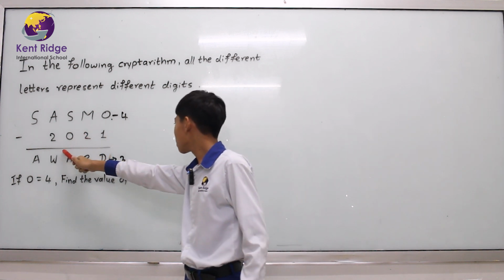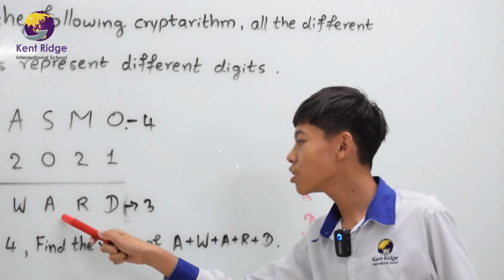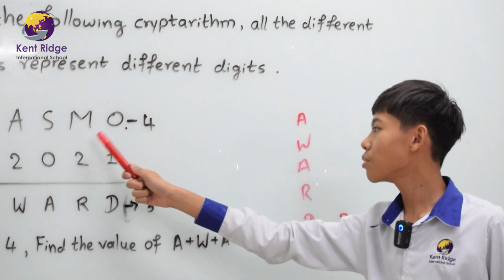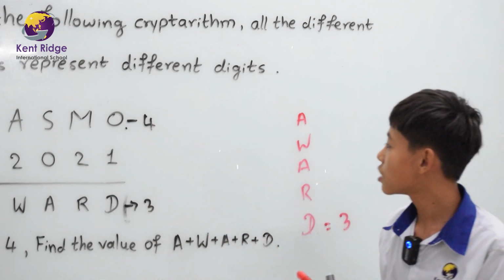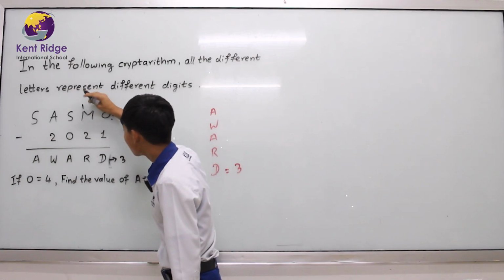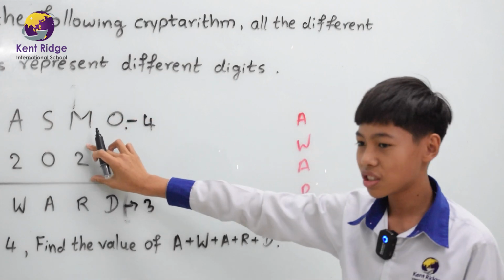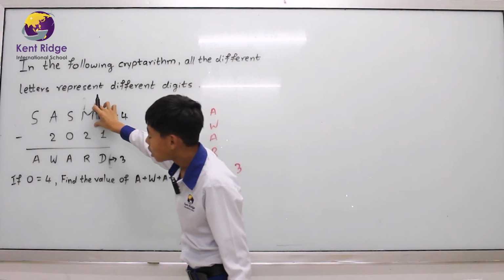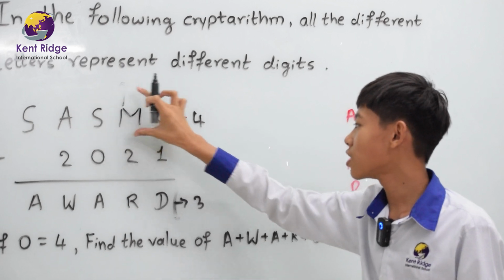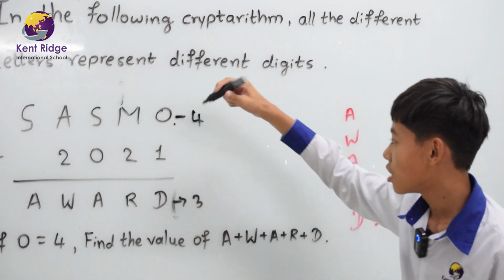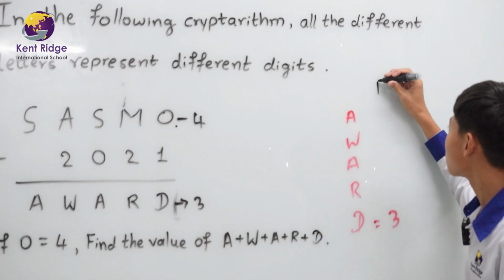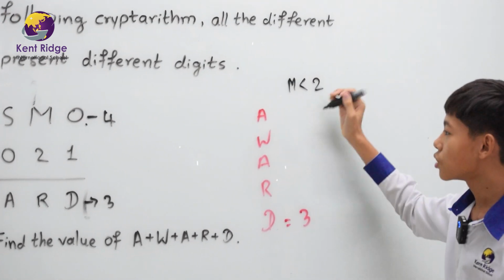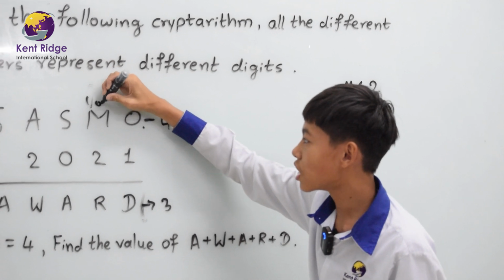And if we look at the third digit here, we see S minus 0 equals A, which means S has to give one of its numbers to M, which means M has to be less than 2 here, so that it has to take one number from S so that it could minus 2 to get this. So we get M is smaller than 2, which means M can be 1 or 0.